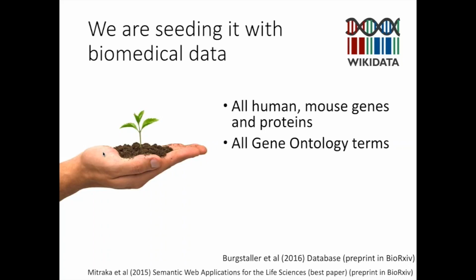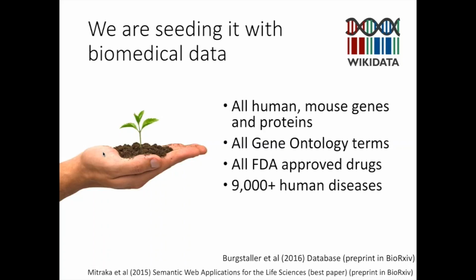We've added all Gene Ontology terms to it. So now the entire Gene Ontology, including its graph relationships, is represented within Wikidata, so you can access it through that query system. We've also put in entries on all FDA-approved drugs. These were brought in from DrugBank. And we have added entries in there for more than 9,000 human diseases. These are coming in through the Disease Ontology. And all of this is described in papers that have been recently accepted that I linked to before the talk.